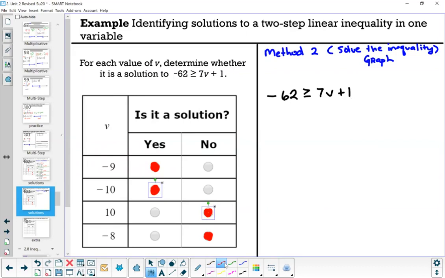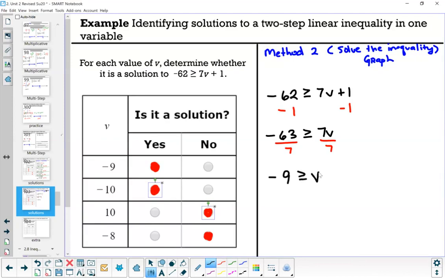And I'm going to solve this inequality by subtracting 1 on each side. You do not flip the symbol when you're subtracting. So we have negative 63 greater than or equal to 7b. Divide both sides by 7. I have negative 9 is greater than or equal to v.